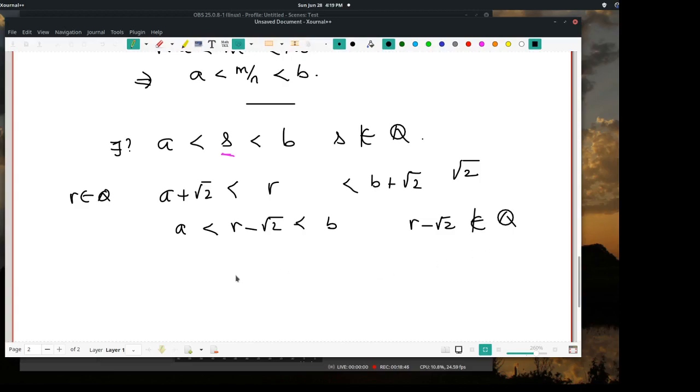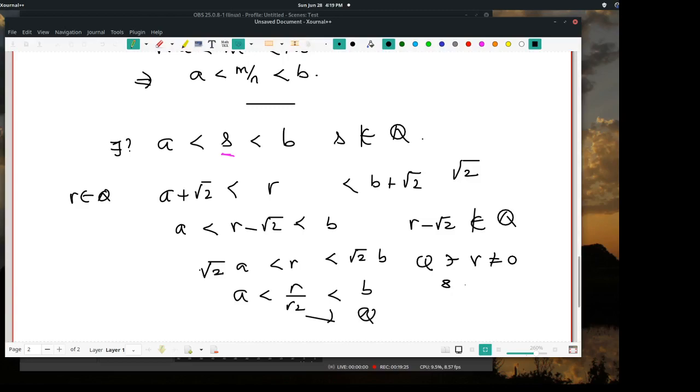Sometimes students and some teachers say, let us look at root 2 times a less than r less than root 2 times b. This also sounds good, right? Then I will have a less than r by root 2 less than b. So I want to say this is irrational, right? If I take a non-zero rational and an irrational, then the product will be irrational. But you told me there is a rational number. Well, luck would have it r could have been 0.